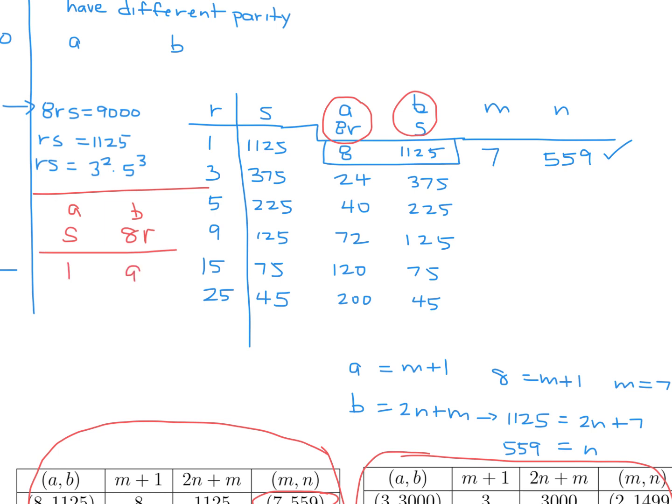So this would be 1 and 9,000, 3 and 3,000, like that. 5 and 1,800, and then 9 and 1,000, 15 and 600, and 25 and 360. So that is the scenario for this guy right here.